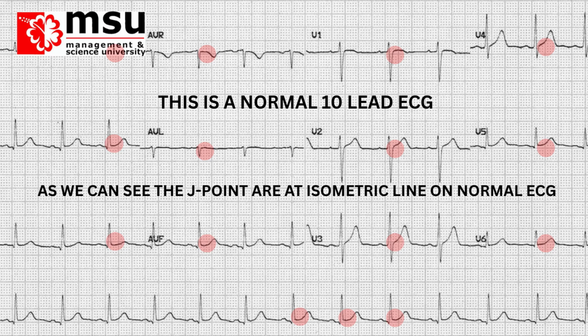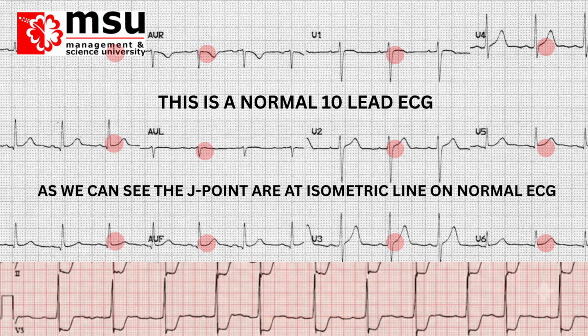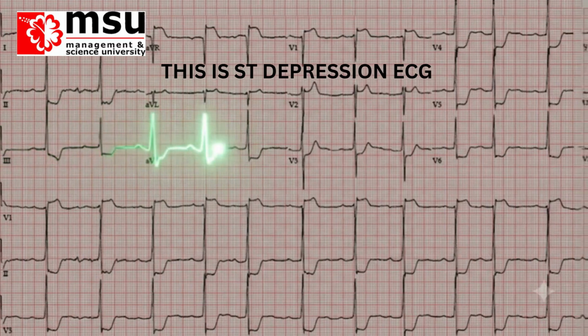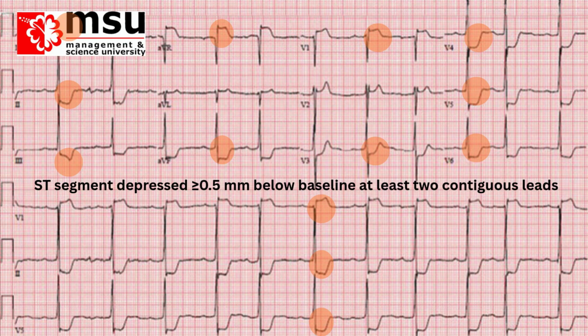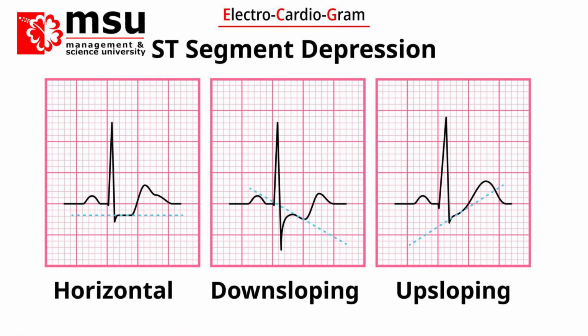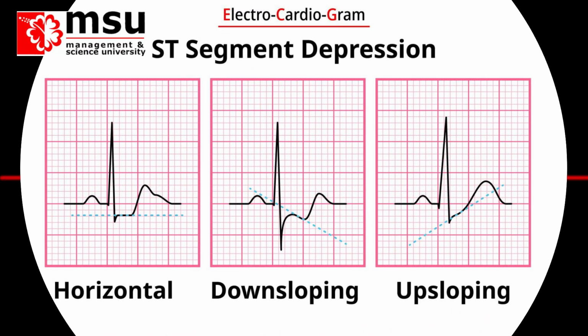As we can see, the J-point at the isoelectric line on a normal ECG is marked with a red circle. The next picture shows an ST depression ECG. ST segment depression is greater than or equal to 0.5 mm below baseline at the J-point in at least 2 contiguous leads. And these are the 3 types of ST segment depression: horizontal, down-sloping and up-sloping.